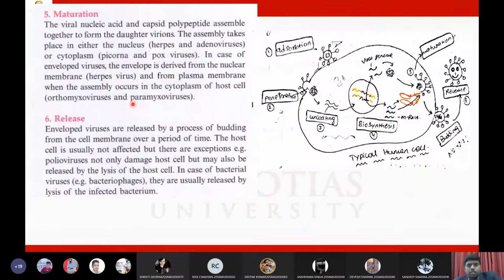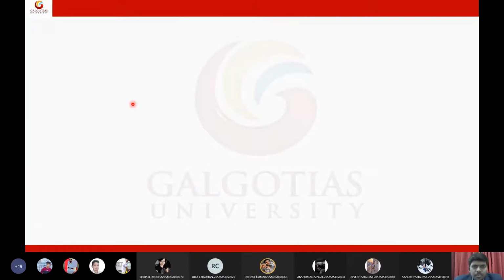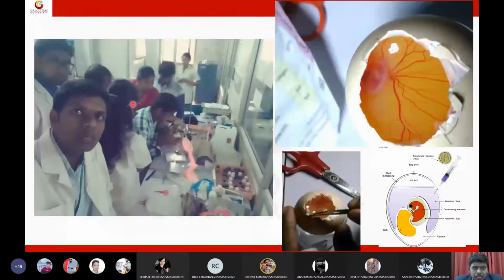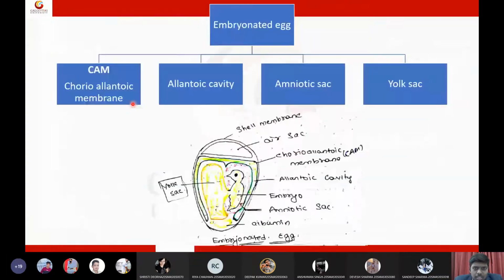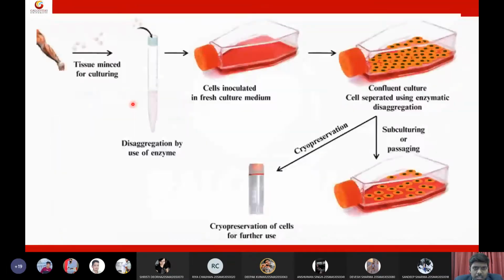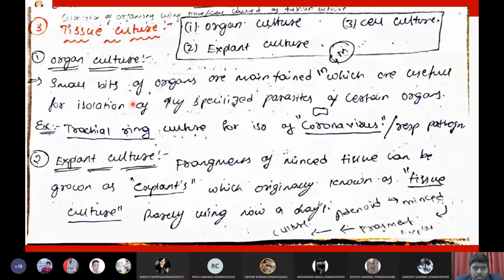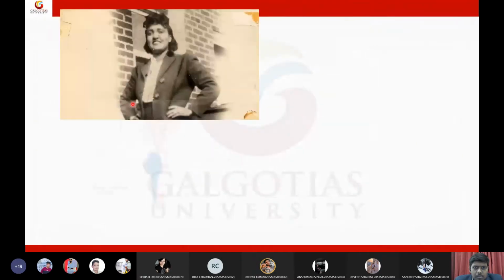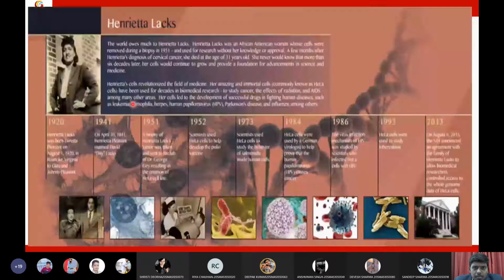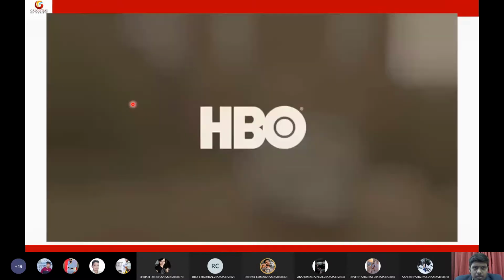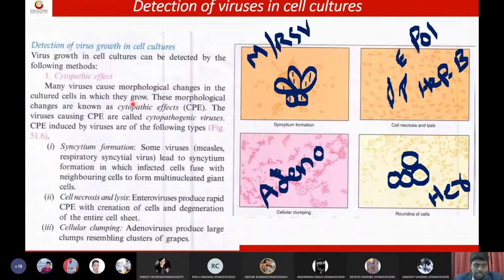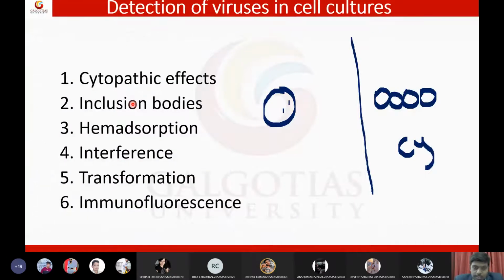We discussed replication, everything, viral cultivation. We discussed embryonated egg, then HeLa cells, continuous cell lines. And in yesterday's class, we discussed about detection of viruses. A quick revision of detection of viruses.